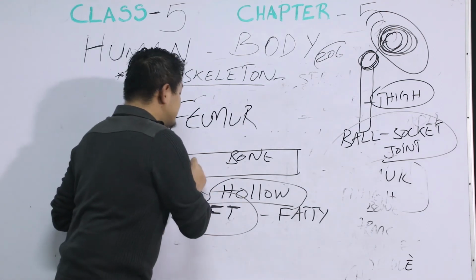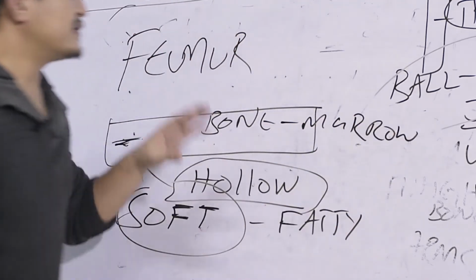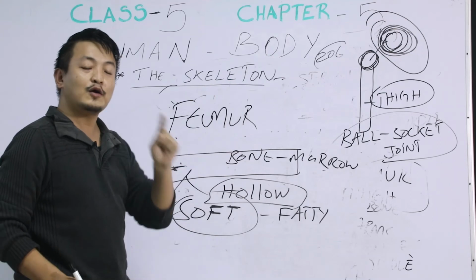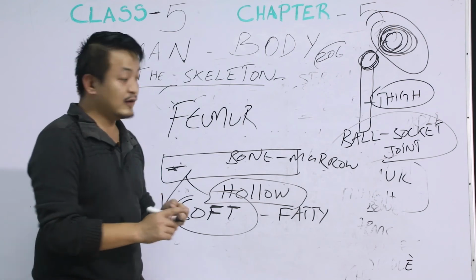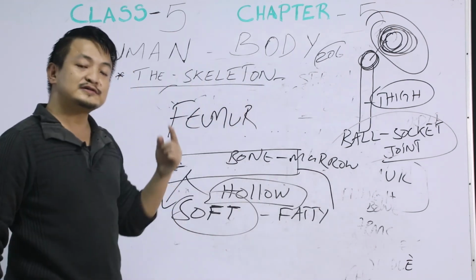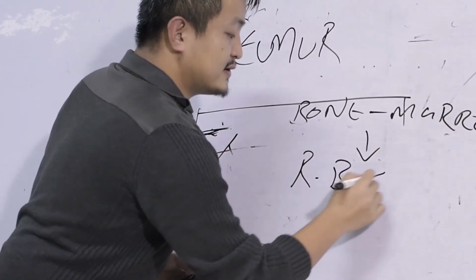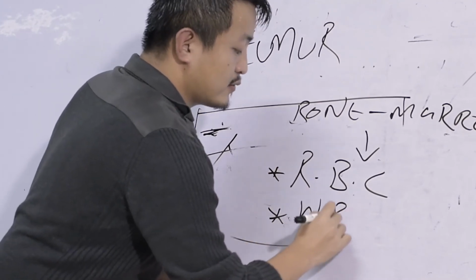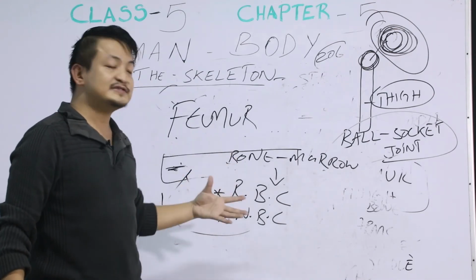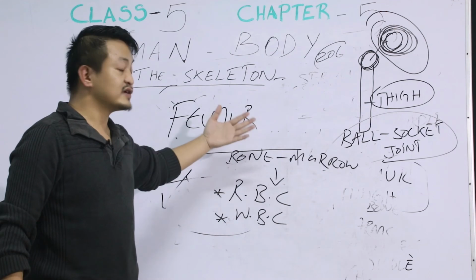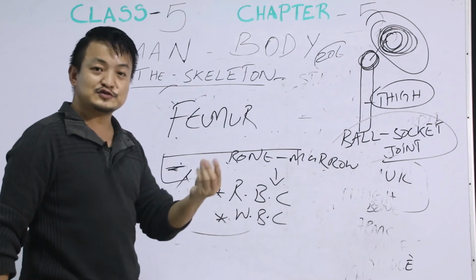Now, this bone marrow produces, very important, students, remember that one, white blood cells and red blood cells. Now remember, if I ask from where these RBC and WBC are produced, then you say bone marrow. And where is it found? It is found inside the bone in the form of a soft substance.